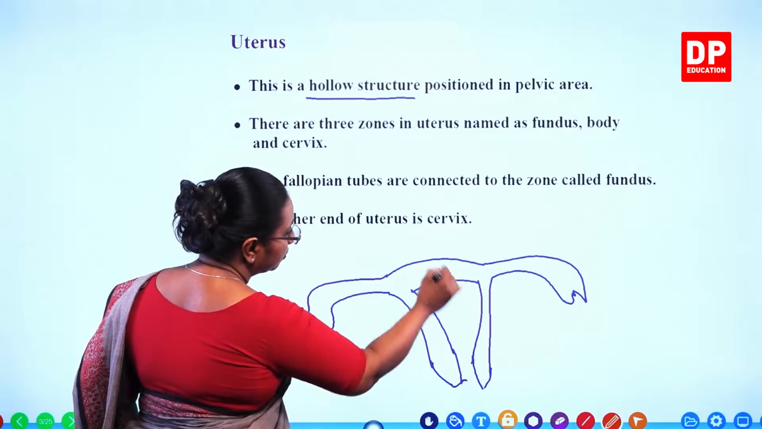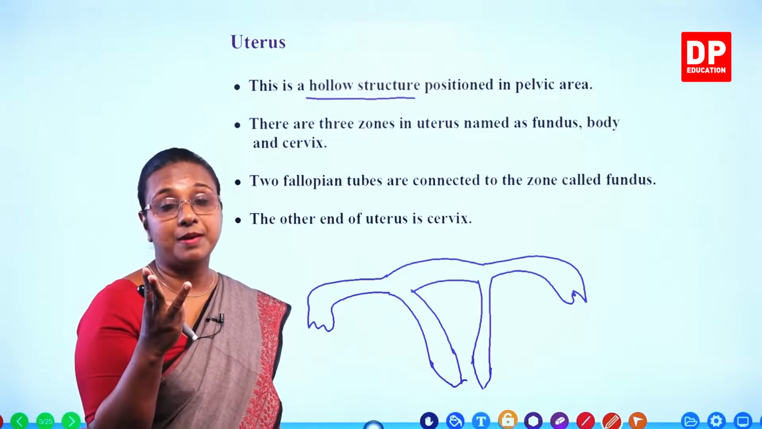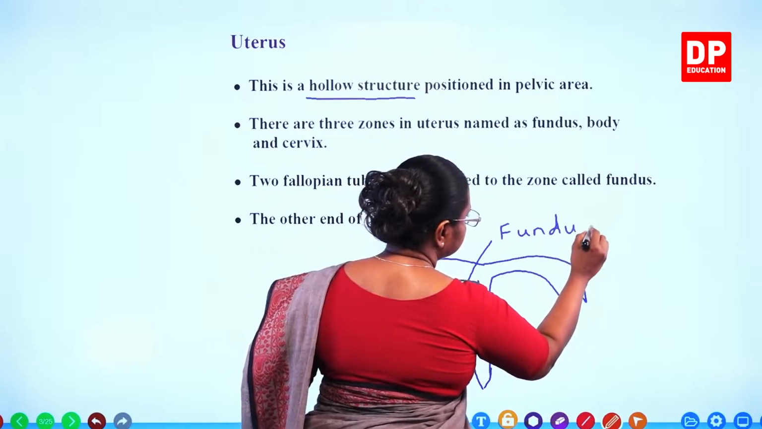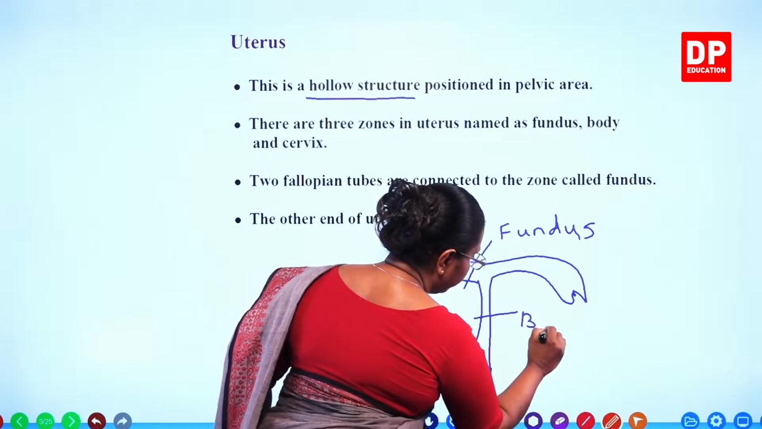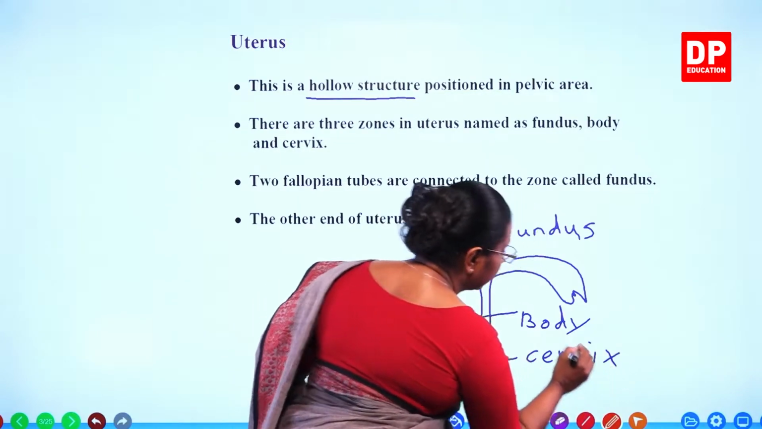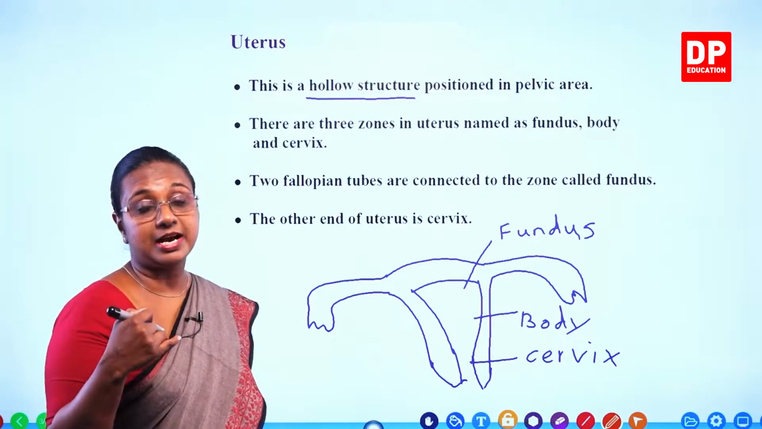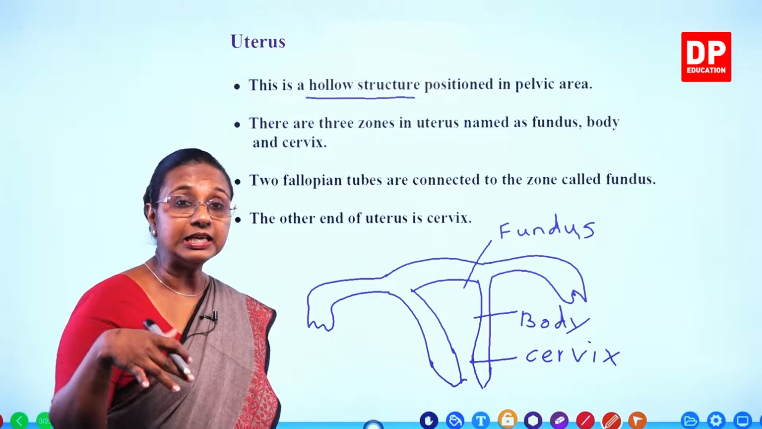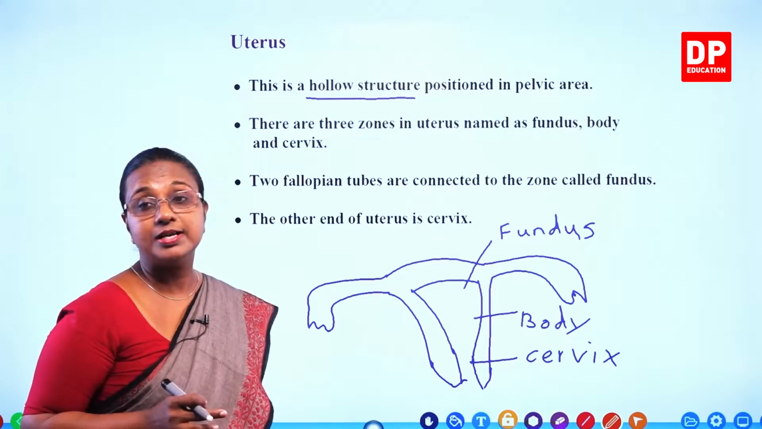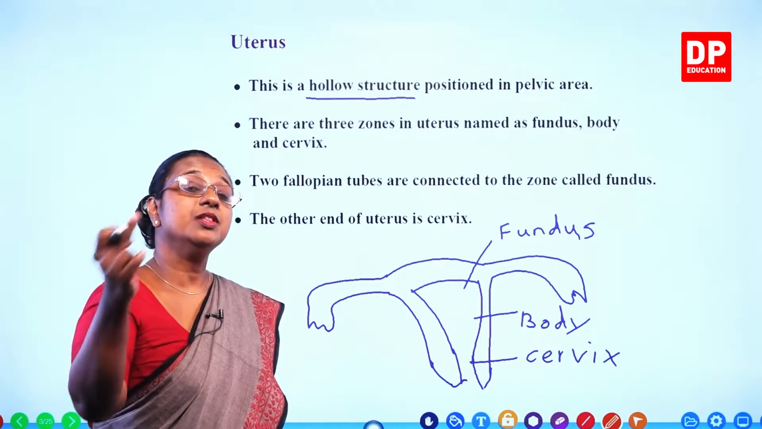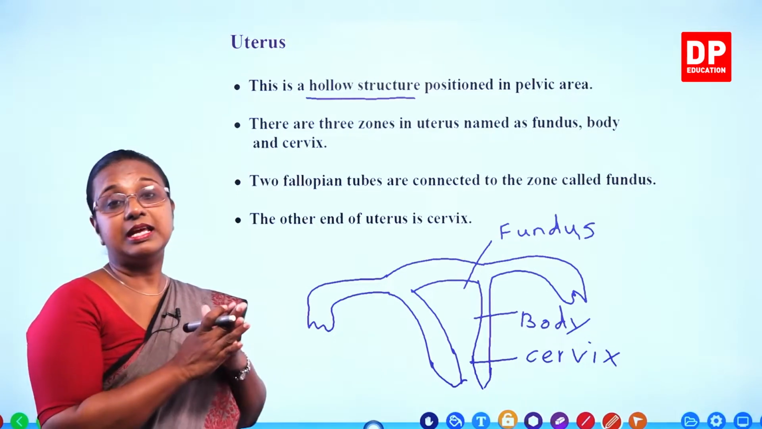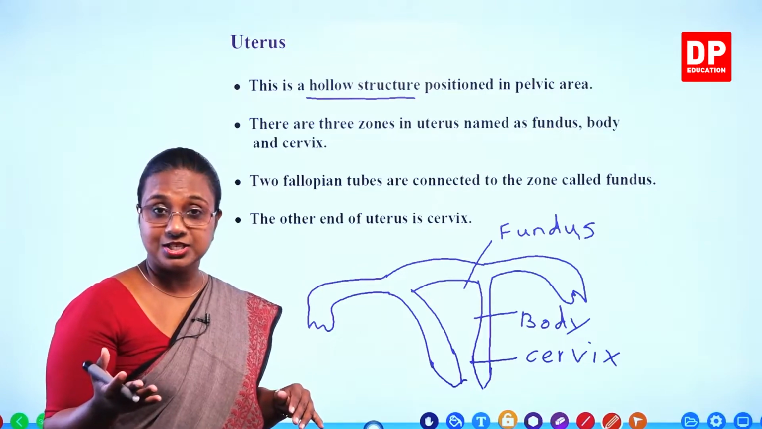The uterus is made up of three parts. This upper part is called the fundus. The middle part is the body. And in the lower region, we have the cervix. The cervix opens into the vagina. Through the vagina, the sperms will enter into the uterus, and from there they will move towards the fallopian tube. At the same time, the ovum from the ovary will come through the fallopian tube. So, they can meet in the middle of the fallopian tube and fertilization can take place.